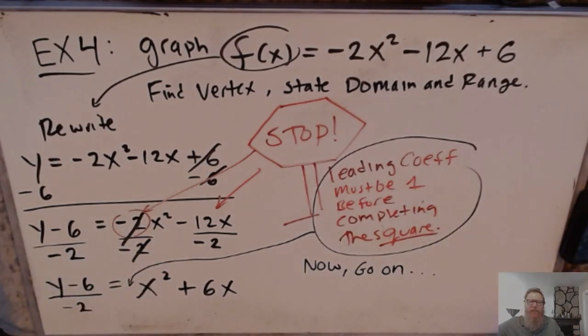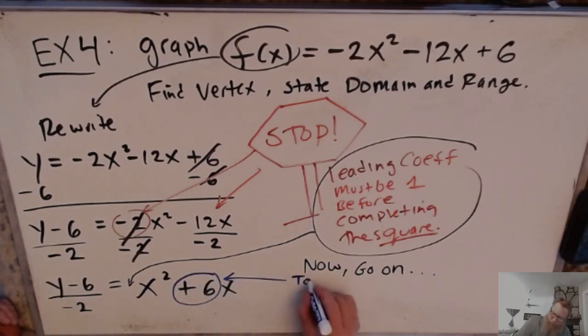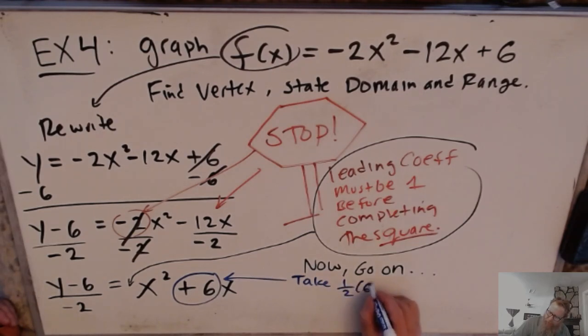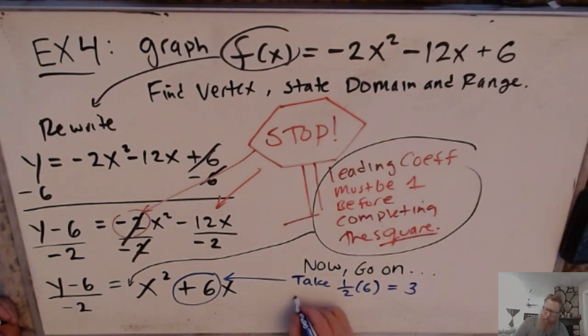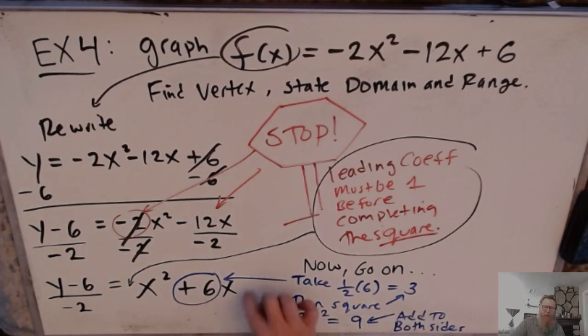So now we're going to do the steps. You all remember the steps from the last example? If not, you can review them. You're always going to take half of the middle term and then square it. So 3 squared is 9. And now you're going to add this to both sides. So we're going to put a +9 on this side and a +9 on that side.